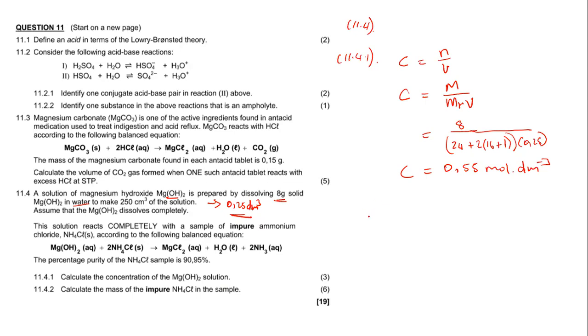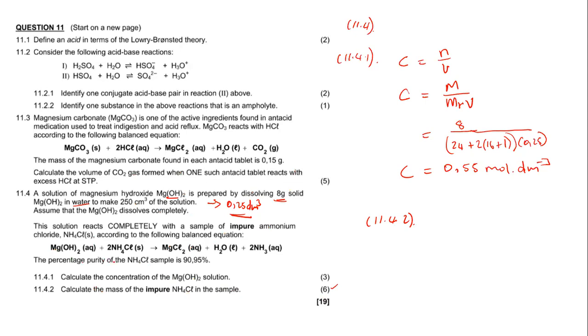And then 11.4.2 says to us, for 6 marks, calculate the mass of impure ammonium chloride in the sample. I love this. Now we know what's happening here, right?